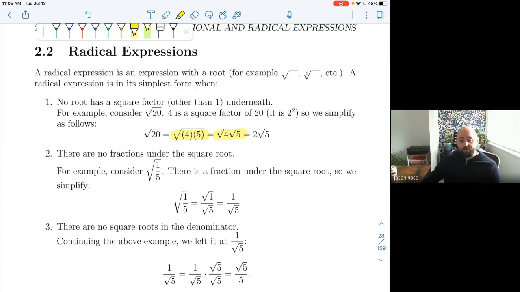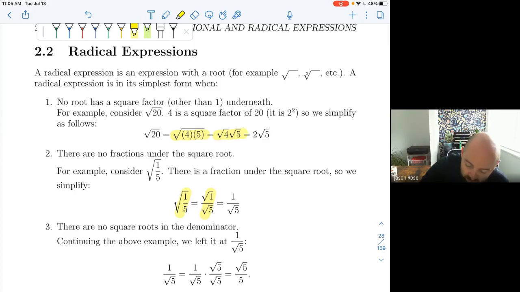Another thing you have to watch out for is that there's no fractions inside the square roots. For example, if you see something like the square root of 1/5, that's a fraction symbol underneath the square root, so you simplify. Again, you have this property that the square root of 1/5 is the square root of 1 over the square root of 5. That is one of the other properties that you can use.